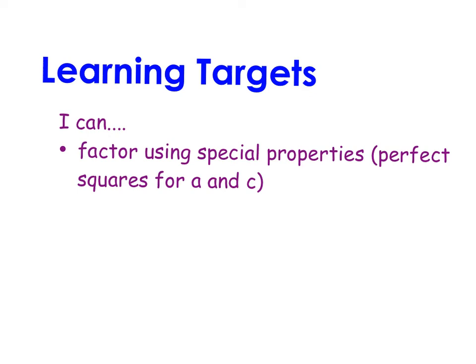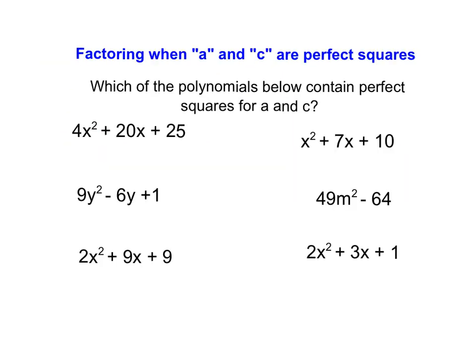In this video, we're going to learn a special factoring strategy that occurs when our A and C values are equal to perfect square values. The strategy we're going to be discussing can only be used when A and C are perfect squares. So for the 6 situations below, we're going to decide for which of these A and C are perfect squares.